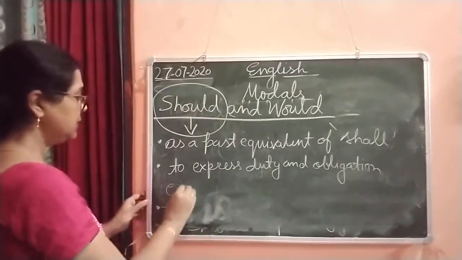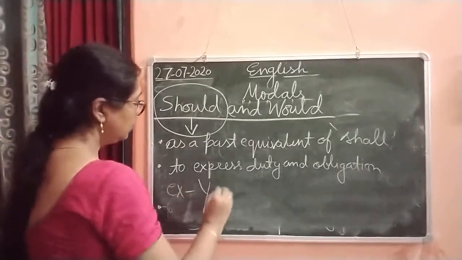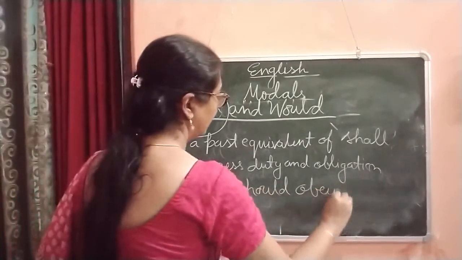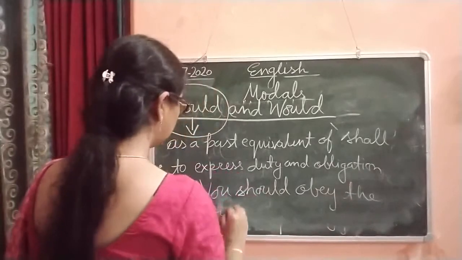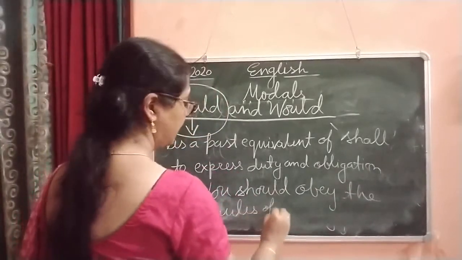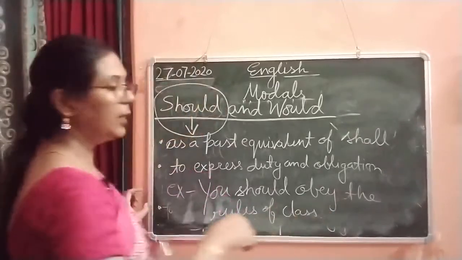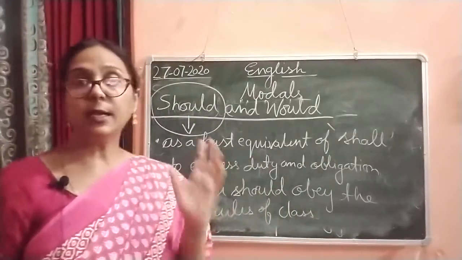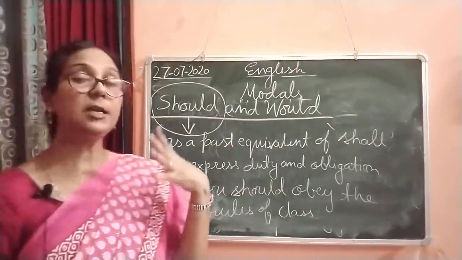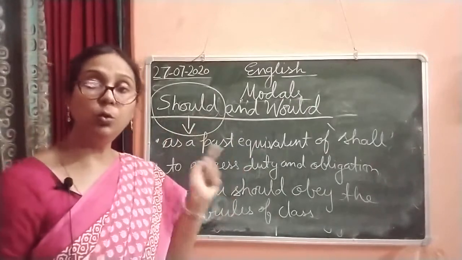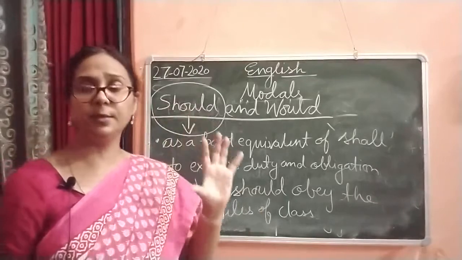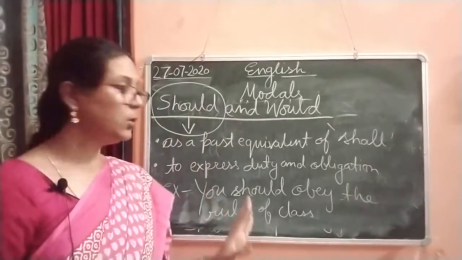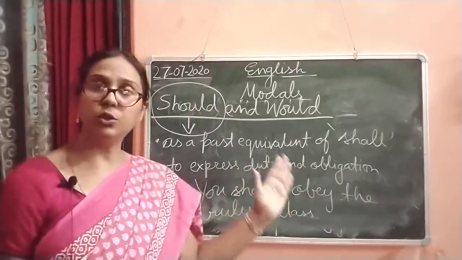Now I am going to give you an example: you should obey the rules of class. So here you can see the example, you should obey the rules of class. It is showing your duty that you should do this, because there are certain rules in the class and you should obey or abide by those rules. So that time we are supposed to use should.